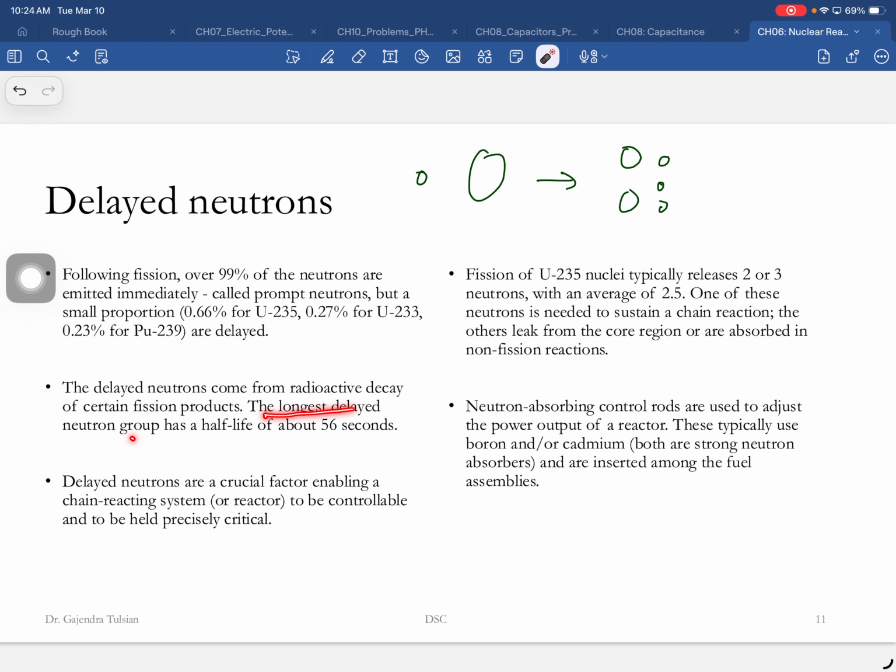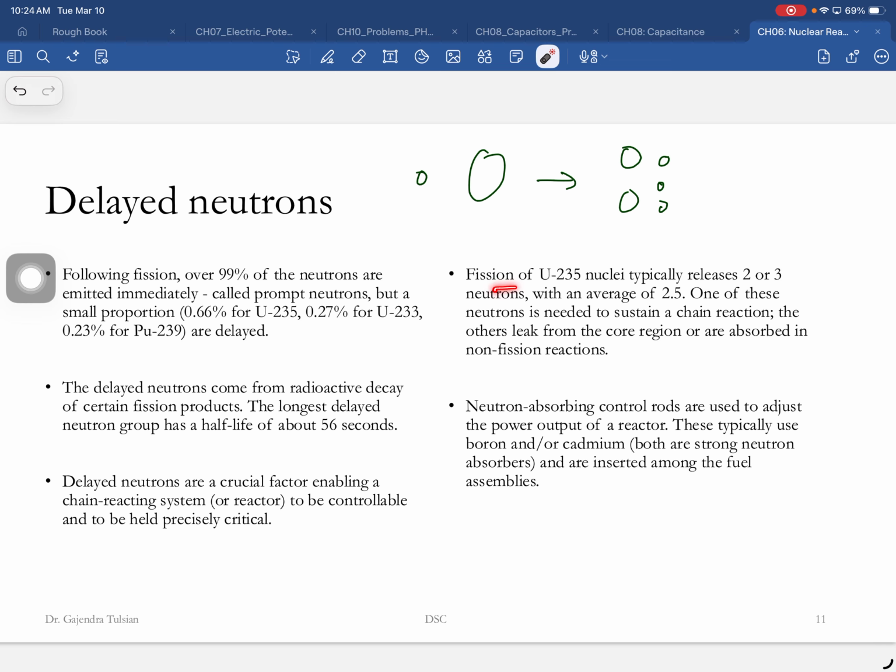The longest delayed neutron group has a half-life of 56 seconds. So the slowest release is about 56 seconds on the average. Delayed neutrons are a crucial factor enabling chain reaction systems or reactors to be controllable and to be held precisely critical. If you didn't have delayed neutrons, you couldn't make sure that one caused further reaction.